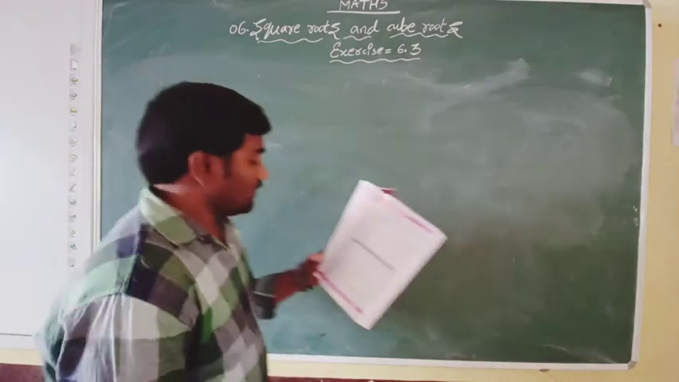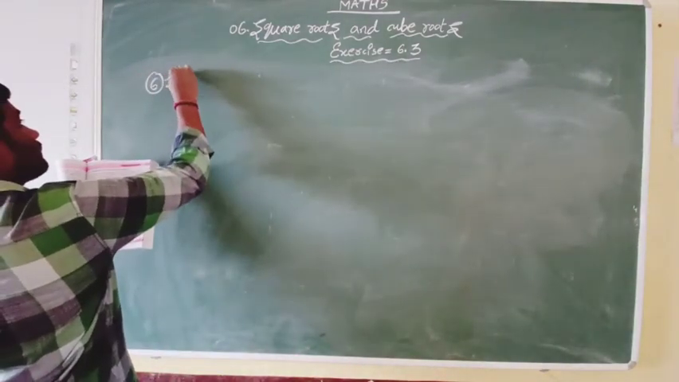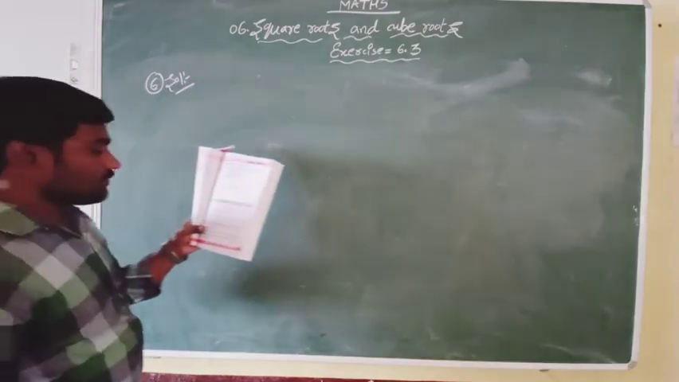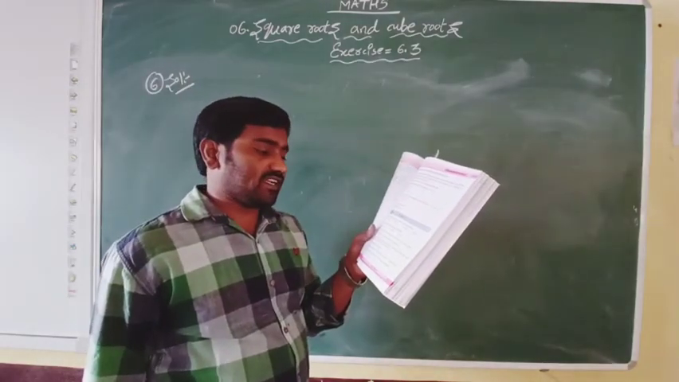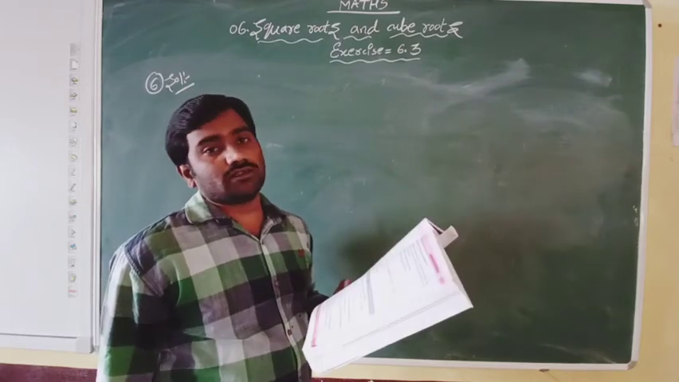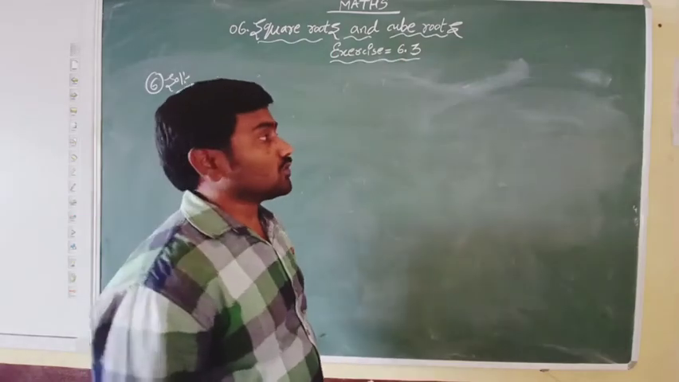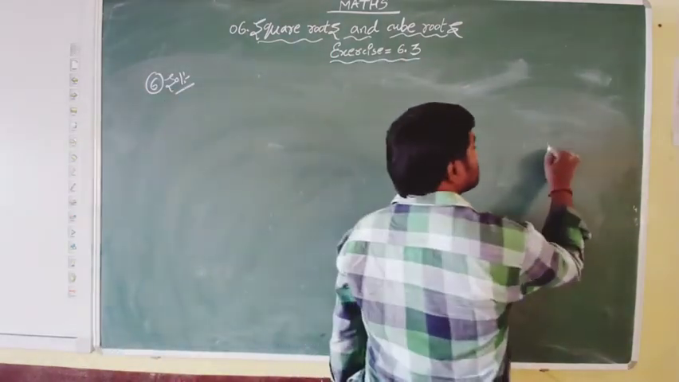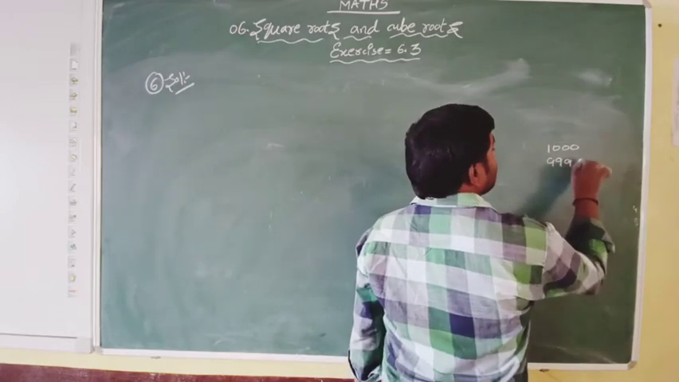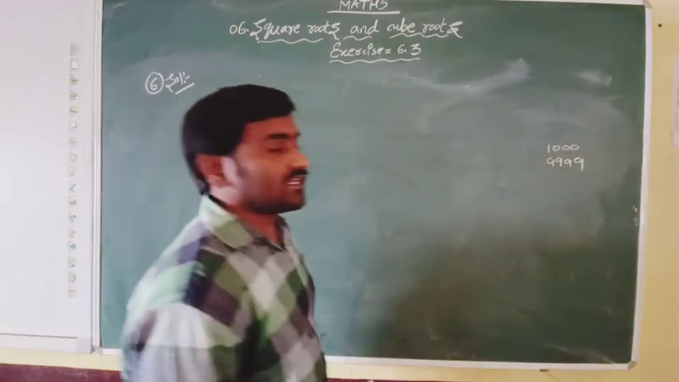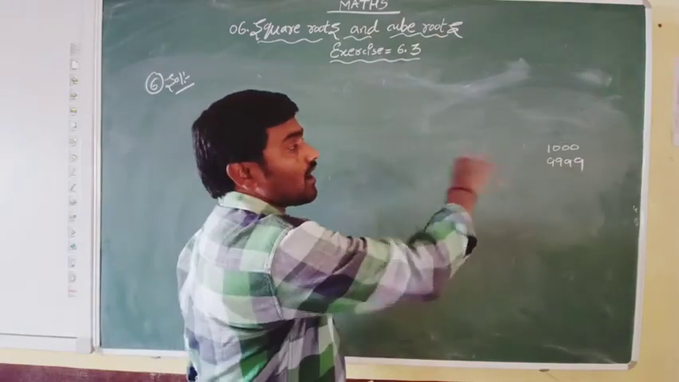Okay. Then the 6th question, solution. What is the 6th question? Find the least perfect square with 4 digits. Okay, the least perfect square with 4 digits. So the 4 digit numbers start from 1000 and end with 9999. But he asked for the least 4 digit number.